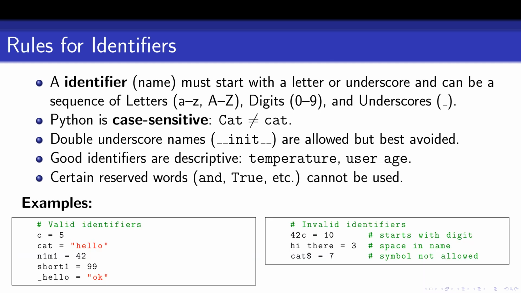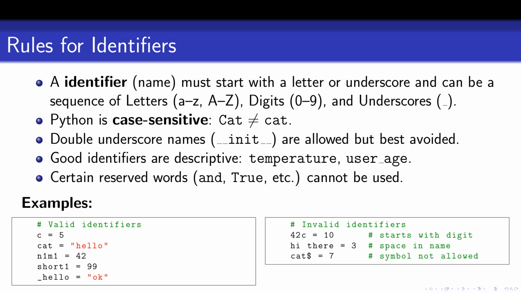When naming those boxes, or identifiers, there are important rules and conventions to follow. Identifiers must start with a letter or an underscore, and can include letters, digits, and underscores after that. Python is case-sensitive, so capital Cat and lowercase cat are two different identifiers. While you technically can use names that start and end with double underscores, like __init__, these are reserved for Python's internal uses and should generally be avoided.